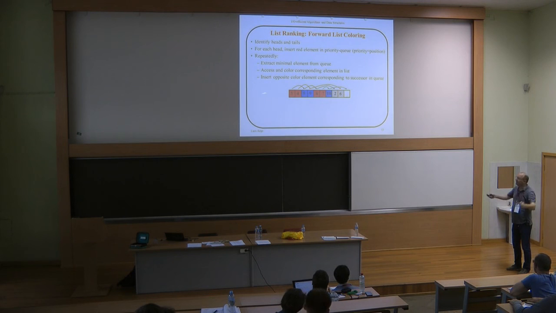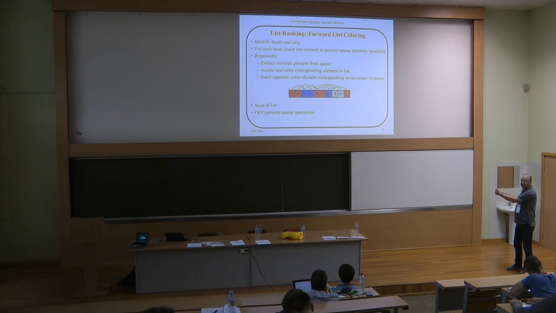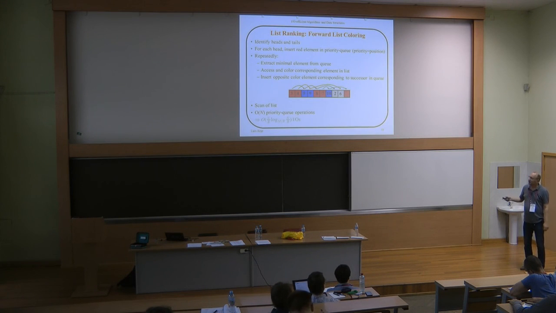I'm just traversing this list going forward. I can do that IO efficiently, right? So what I'm really doing here is a scan of this list to do the coloring, and then I'm doing n priority queue operations. That I can do in the sorting bound.